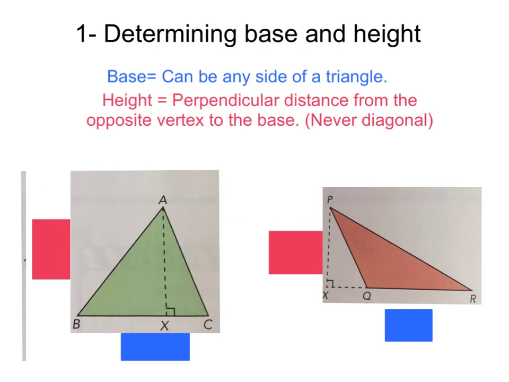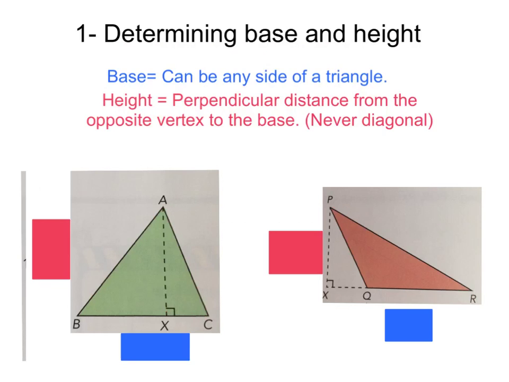The first thing we're going to talk about in the video is determining the base and the height of triangles. The base and the height are really important because we need them in order to be able to find the area. So the base is any of the sides of the triangle. So AB, AC, and BC are all different sides of the triangle, and the same are here for PQ, PR, and QR.